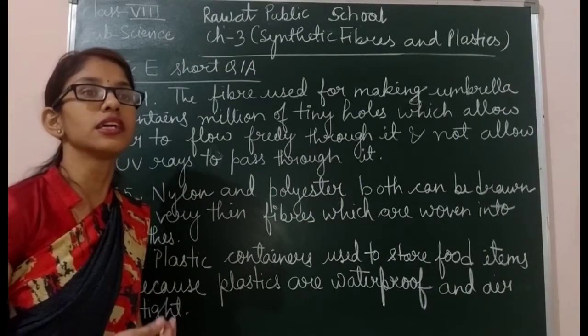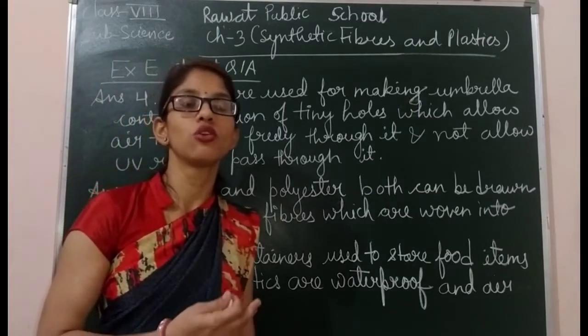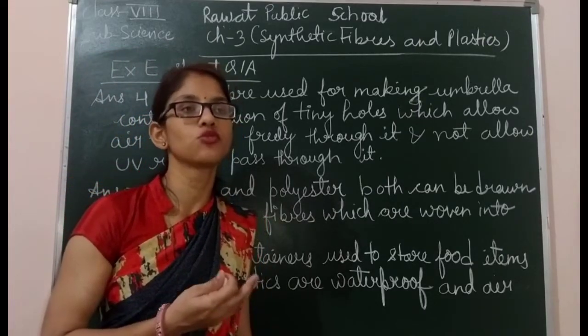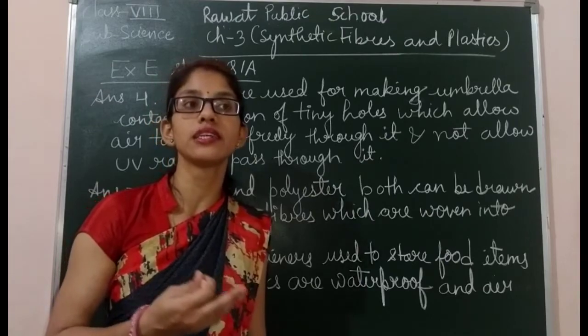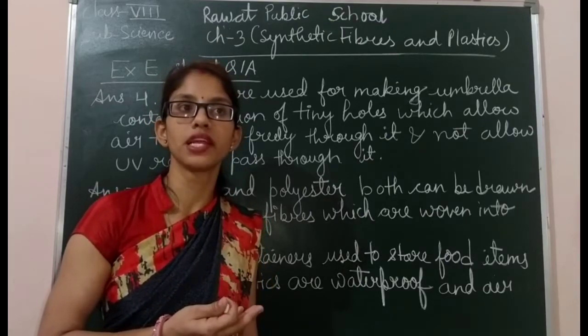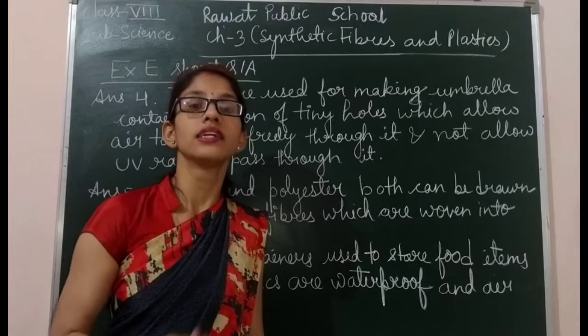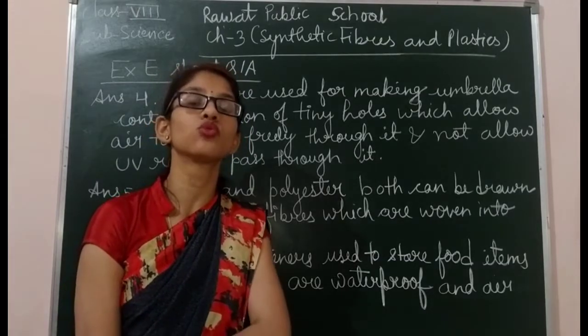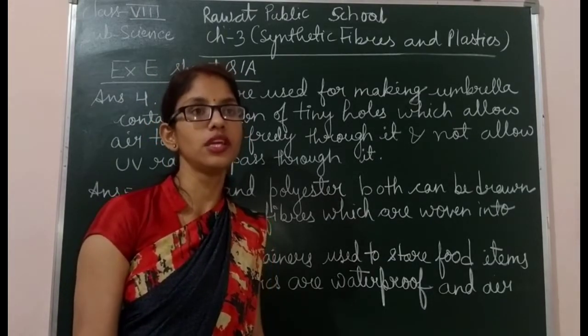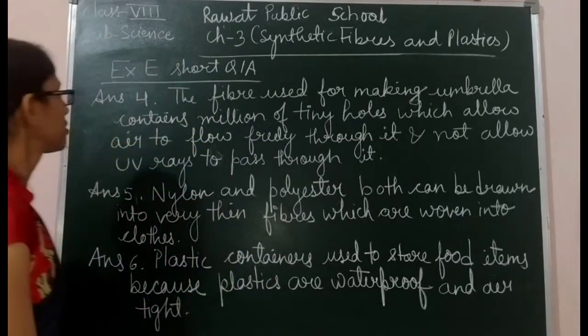And that fiber also does not allow UV rays to pass through it. So that's why this fiber is used to make the umbrella. And one more thing is that the colors of these fibers do not fade easily. So let's see the answer of this question number 4.